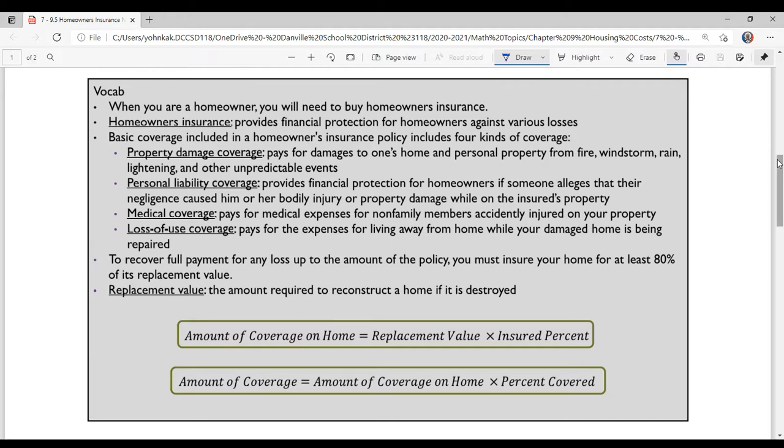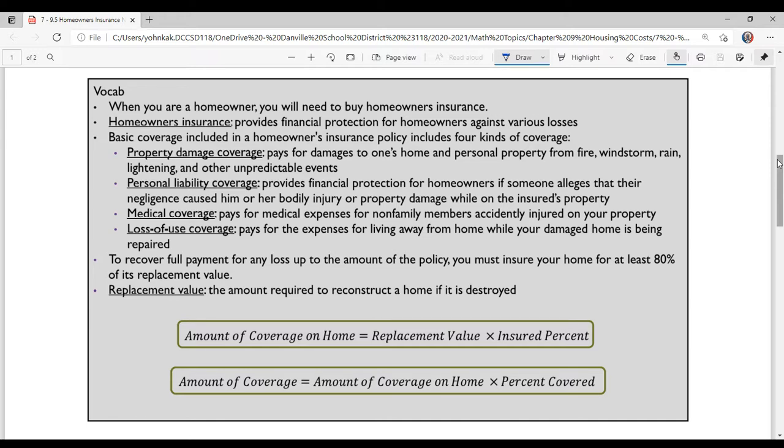It pays for medical expenses for non-family members accidentally injured on your property. So if my friend comes over to my house, trips, falls, breaks her leg, I would have insurance that would cover their medical bills. And then finally, loss of use coverage. I think this is one of the more useful ones. It pays for the expenses for living away from your home while your damaged home is being repaired.